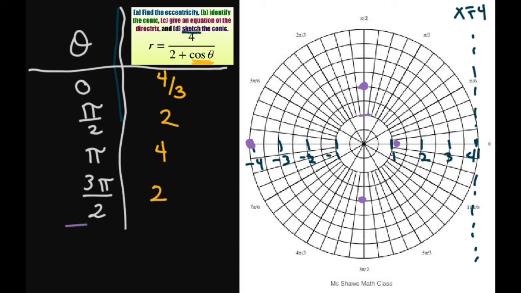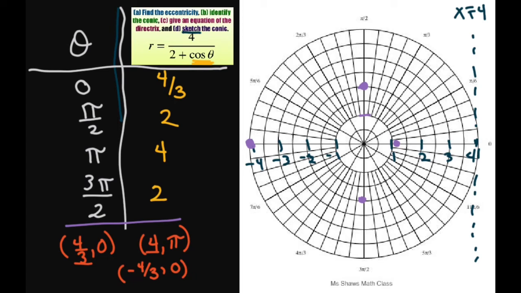Your center is going to be the midpoint between our vertices. Now, our vertices are (4/3, 0) and (4, pi). So if you take these two numbers and divide by 2, you're going to get the center at (-4/3, 0). So at -4/3, just a little bigger than -1, there's your center. So let me go up here a little bit.